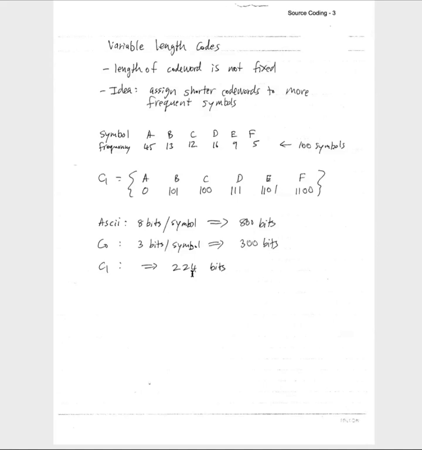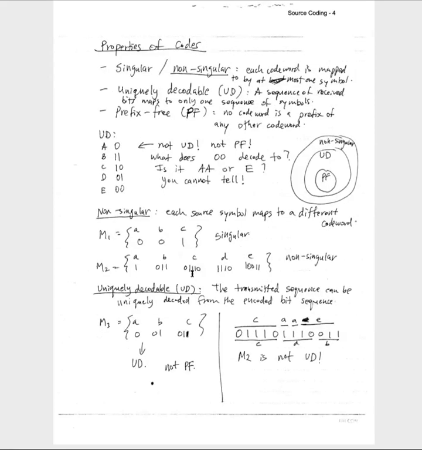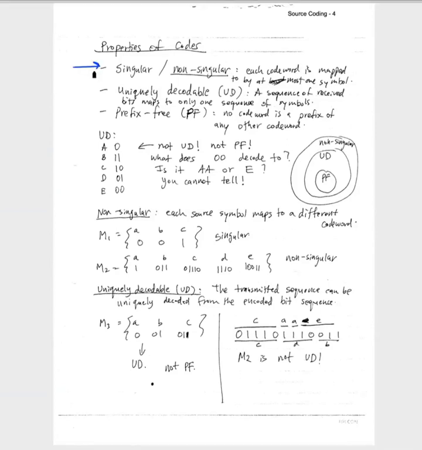All right, so what we're going to do is study the theory of variable length source codes, okay? In doing that, we're first going to talk about some properties of source codes: singular and non-singular. This is pretty straightforward. Each code word is mapped to by at most one symbol. If two symbols can generate the same code word, we have a problem, right? It's not uniquely decodable. So we are going to require that our code is non-singular, okay?